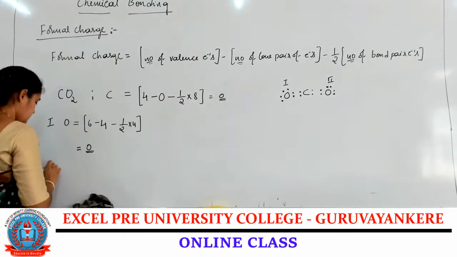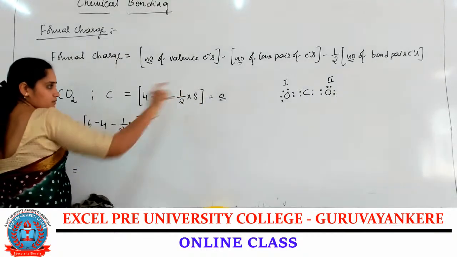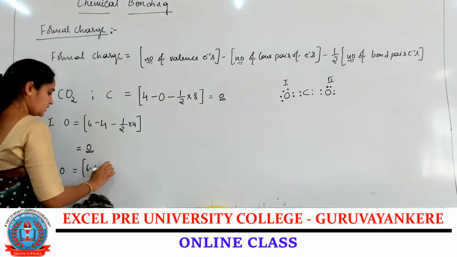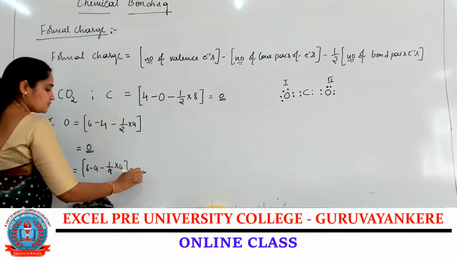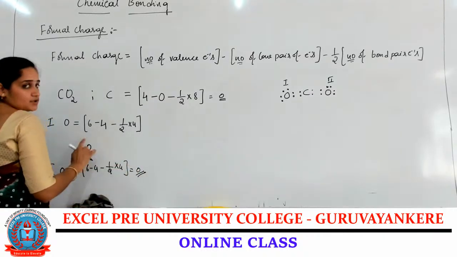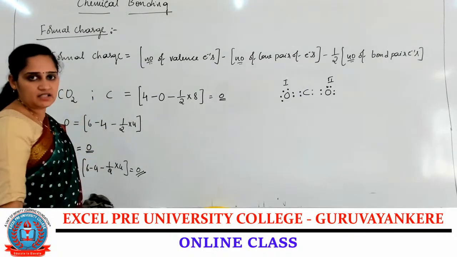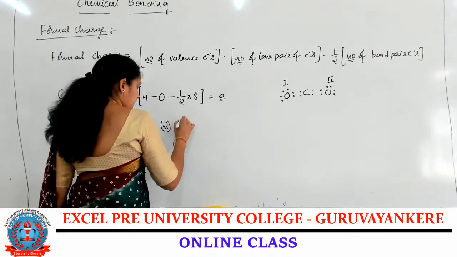Next, for the second oxygen atom, if you calculate in the same way, 6 minus 4 minus half into 4 is equal to 0. So there is no formal charge on the oxygen atoms as well as on the carbon atom in carbon dioxide. Let me take another example.